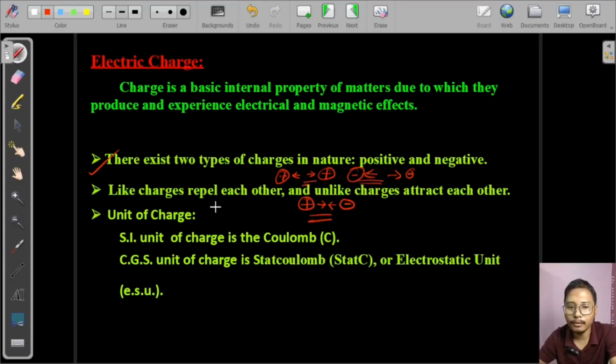Now come to the unit of charge. The SI unit of charge is the coulomb. You know that. And the CGS unit of charge is called the statcoulomb, or simply statC. Or it has another name also, the electrostatic unit, or shortly ESU. Understood? Keep in mind.